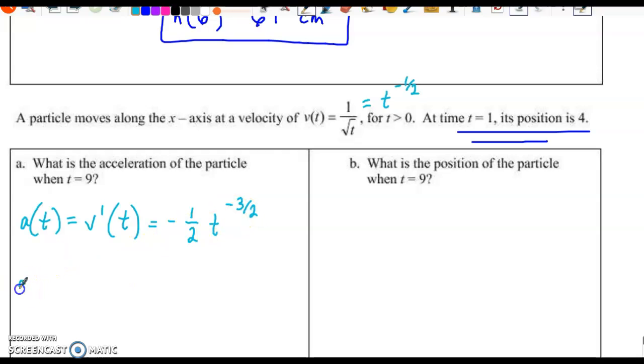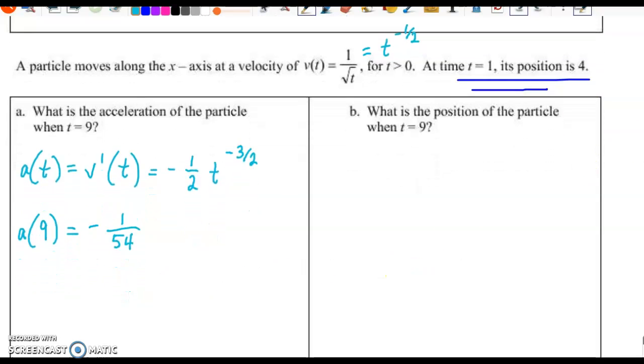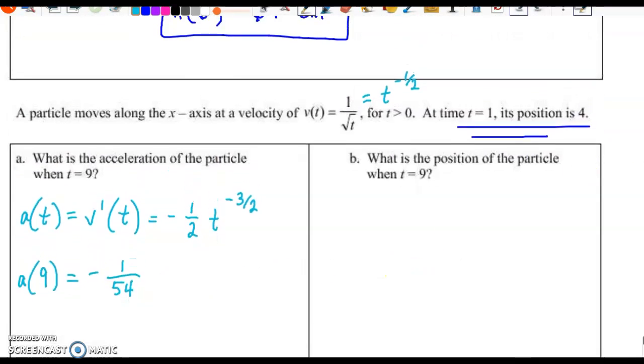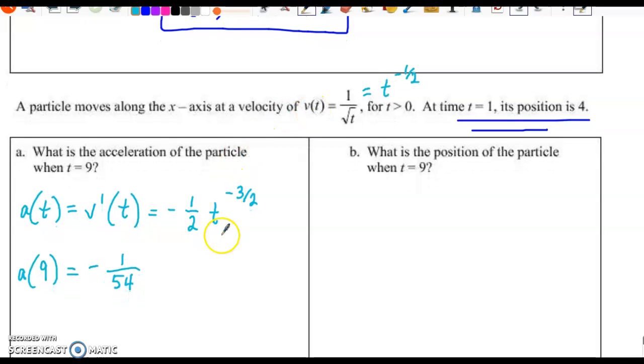So as I'm asked to find a of 9, that tells me, okay, well, the square root of 9 is 3, to the third power is 27. The negative is telling me to stick that 27 in the denominator. And 27 times 2 would be 54 if I did my math right. So maybe a little bit more work should be shown there.